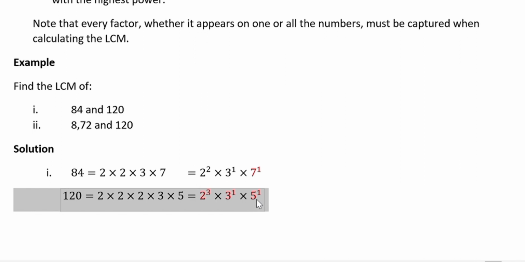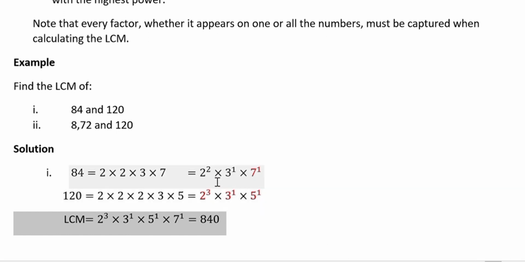Now to get the LCM, we shall consider these ones that we have here. You can see there is 2 squared here and 2 cubed. Pick the one which has the highest power among these two, which is 2 cubed. We have it here. And then we have 3 raised to power 1, 3 raised to power 1. You can pick any because they are equal. I've picked 3 raised to power 1.